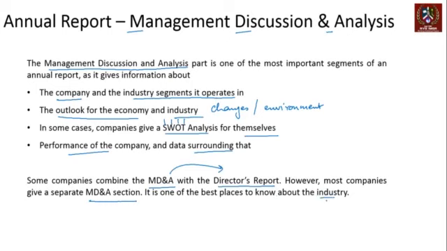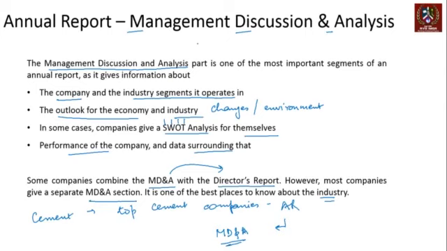It is one of the best places to know about the industry. So if someone asks you to do research on the cement sector, all you need to do is find out the top cement companies, take their annual reports, and read through the MD&A section of all of them. You will get enough and more information about the cement industry. The same is true for other companies and other industries as well. So that's an important yardstick and an important place to find information about a particular industry or a particular segment, and hence MD&A becomes important.